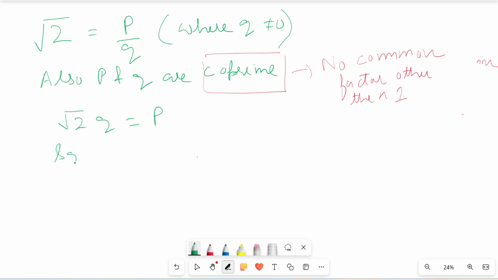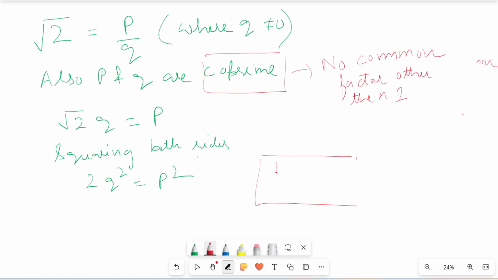I will do squaring on both sides. With the squaring, the root of 2 will go off. Now by the fundamental theorem, I know that if I am multiplying something by 2 to get p square, that something is q square here, then 2 is a factor of p square.